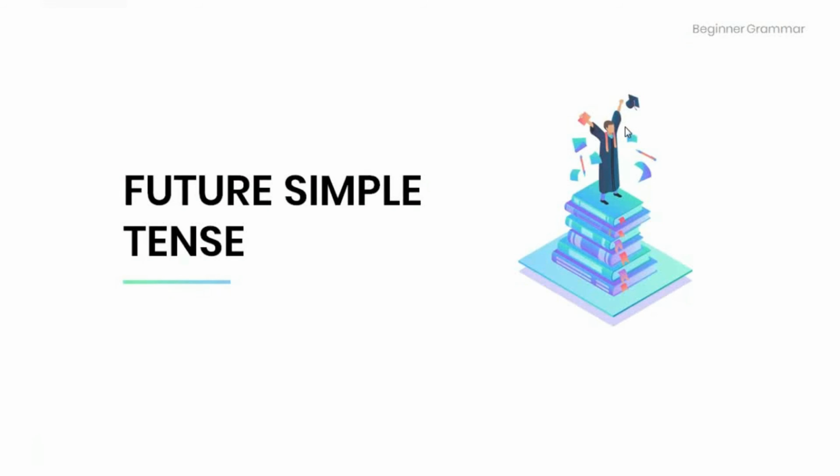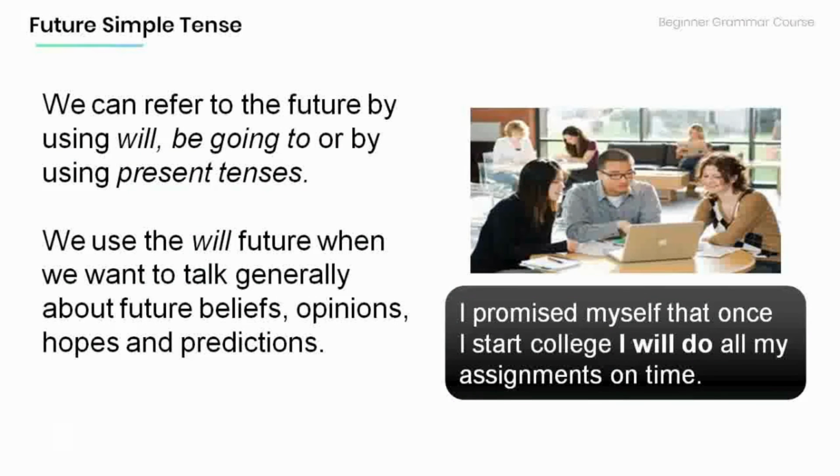Hello, welcome to this tutorial. Today we are going to talk about the future simple tense. Let's get started. We can refer to the future by using will, be going to, or by using present tenses. Note that we use will when we want to talk generally about future beliefs, opinions, hopes, and predictions.